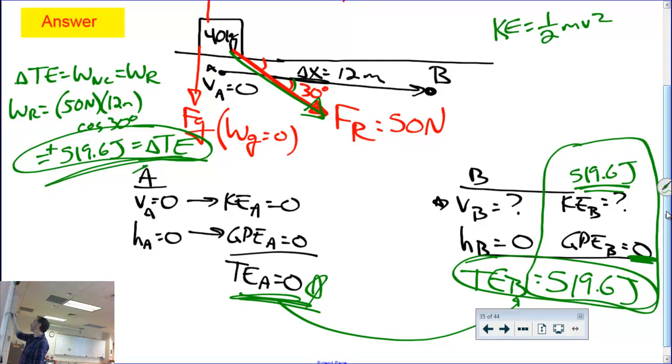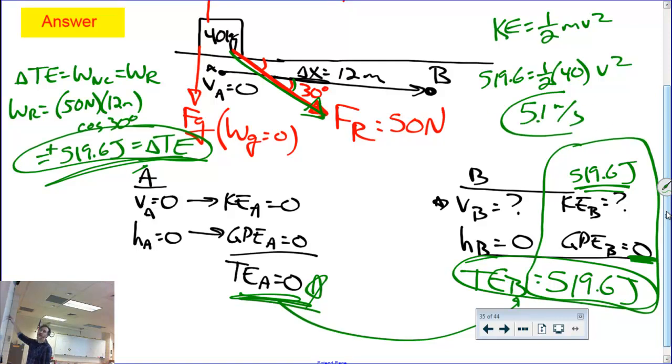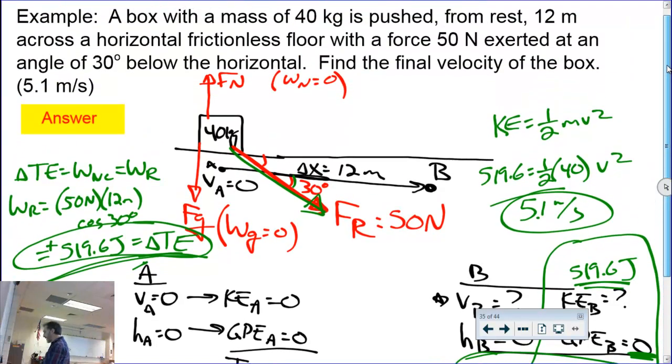So let's see, our kinetic energy is 519.6. That's going to equal 1/2 the mass times the velocity squared. So solve that, and you get 5.1 meters per second. Okay? All right, so that is, oh, I already had the answer. So that is kind of the standard conservation of energy, or sorry, work and energy problem, okay?